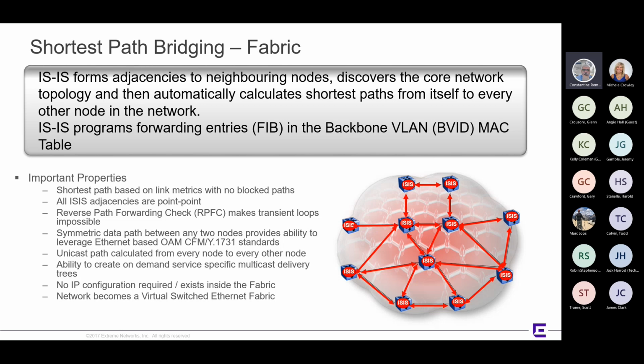On-demand service multicast: service-specific multicast delivery trees are created automatically. As a multicast tree is required, multicast handling is built into the fabric backbone infrastructure, and those trees are automatically built. There's no manual configuration of any kind required. IP configuration exists inside the fabric. It is built into the fabric and extended that way. So essentially, you get one big virtual switch, and that's key. If you look at switches we've used in the past, slot 1 to slot 10, for example.